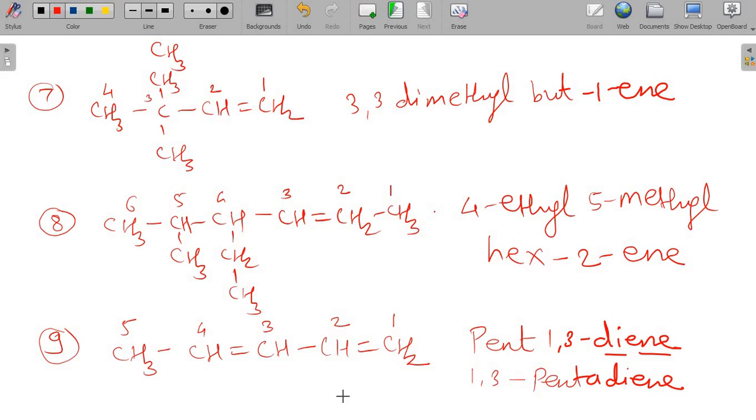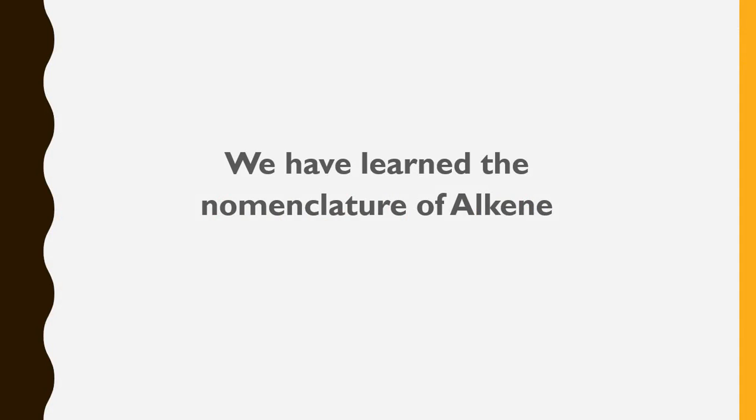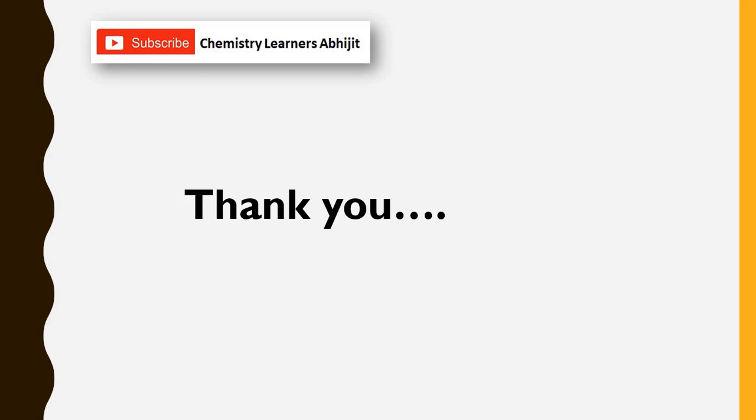Okay. So in this way the IUPAC nomenclature is given for alkenes. So what have we seen? We have seen the nomenclature of alkenes. One is the common name system and the other is the IUPAC name system. Okay. So with this we conclude this session.